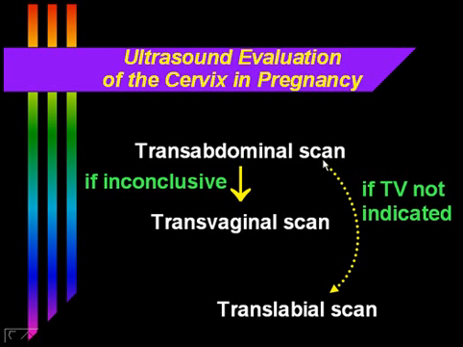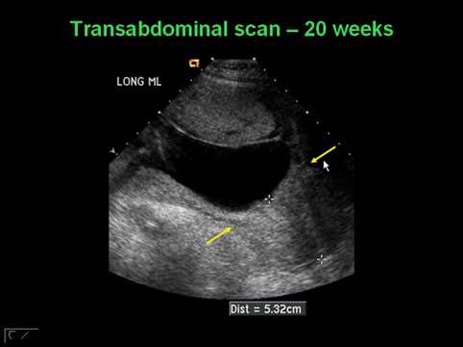Transabdominal scans are often successful at measuring the cervix, but if they're not successful, we can move on to a transvaginal scan, or to a translabial scan if a transvaginal scan is contraindicated.